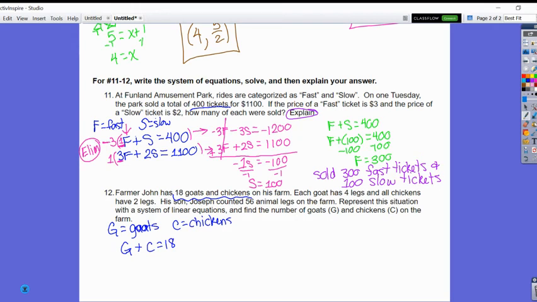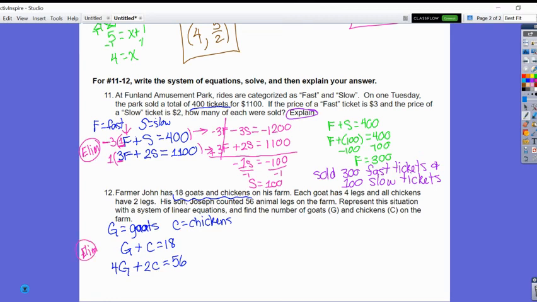And then we're also going to have to work with how many legs we know. For every goat that we see, it has 4 legs, and for every chicken that we see, it's got 2 legs. So we're going to have to multiply those amounts together to help find out their total legs and give us that 56. So in trying to decide how I want to solve this, again, I see that I've got columns of G's and columns of C's. That makes me think that elimination is a pretty good choice here.